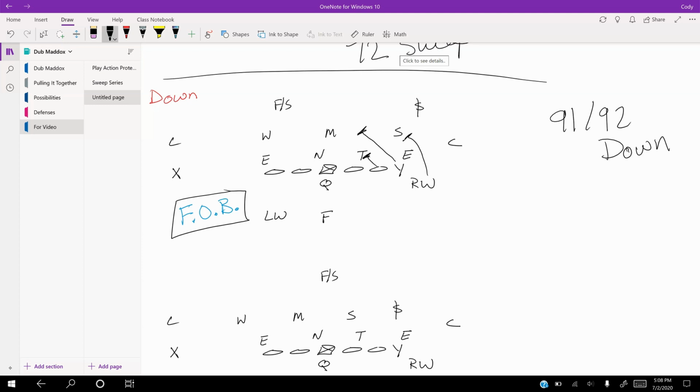The cross block comes from the guard. He's getting around and kicking out the end right here. And then on the back side, we've got FOB.